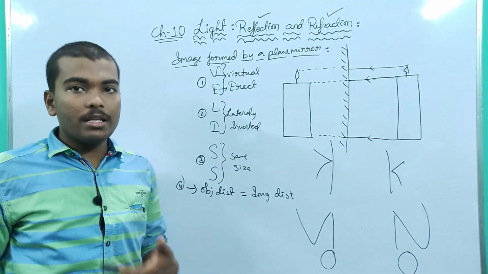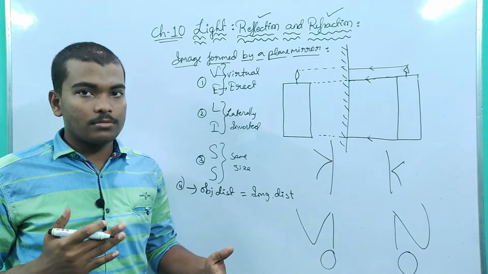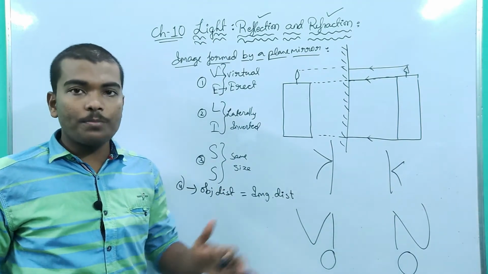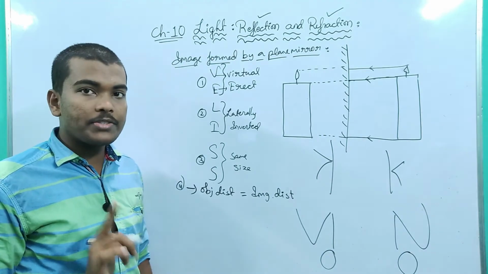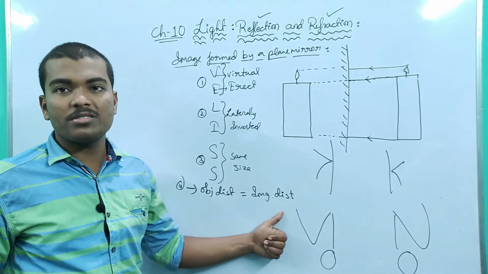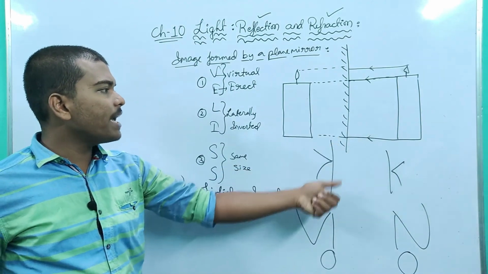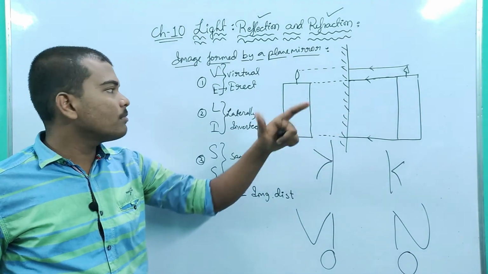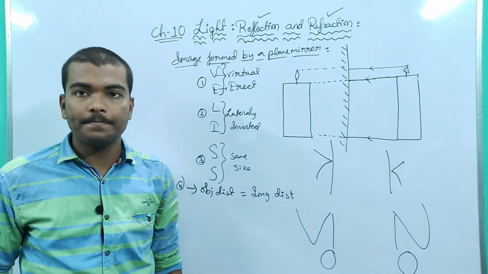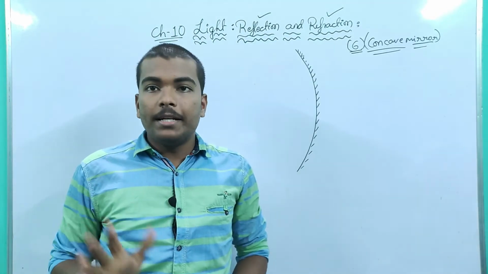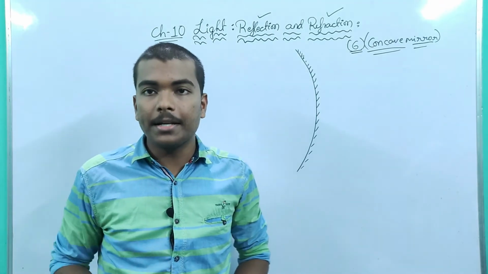Next we are going to study the image formed by spherical mirrors. I will tell you that on the basis of object position. Did you get virtual and erect, laterally inverted, same size, and object distance equal to image distance? These are the four. Please remember them. You can make this diagram, don't worry, just write down image formed by a plane mirror and write the four points. Done.